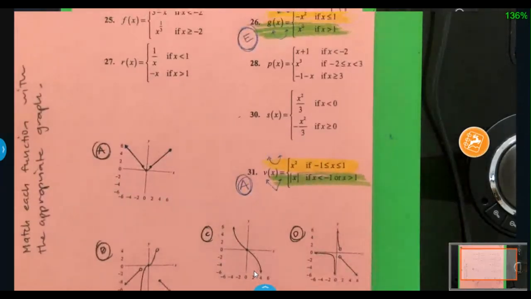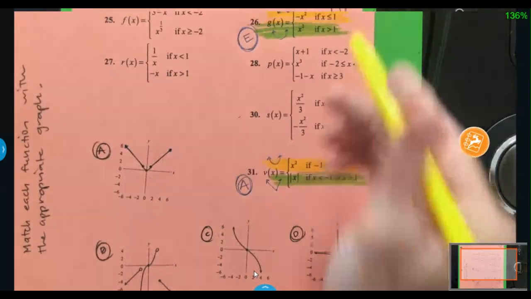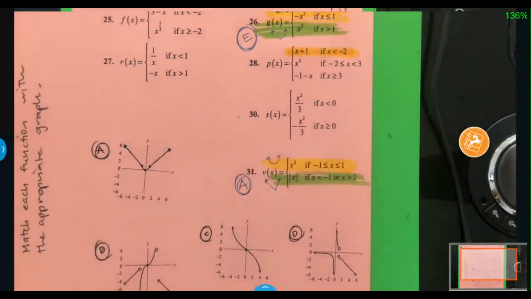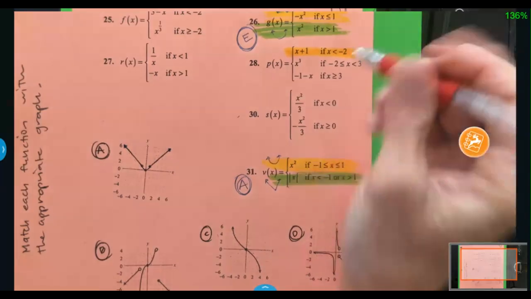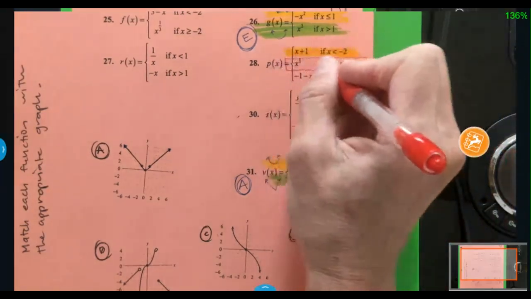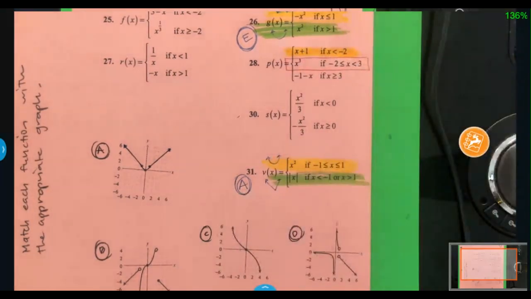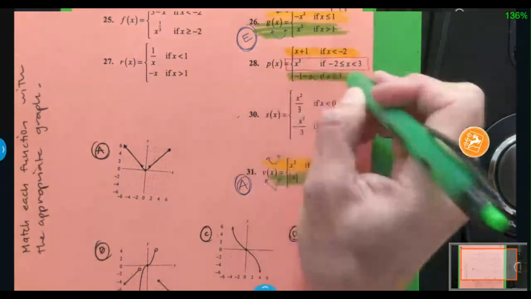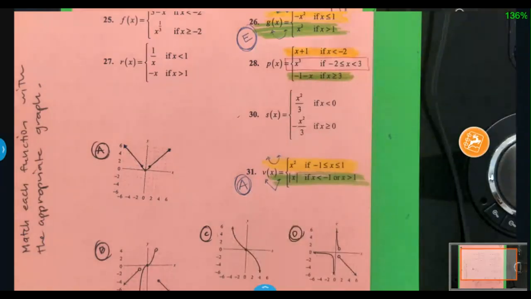It has 3 pieces. So this is piece number 1. That's going to be a linear equation. This is piece number 2. That's going to be a cubic. And then piece number 3 is also a linear equation. It doesn't really look like y equals mx plus b, but it is.